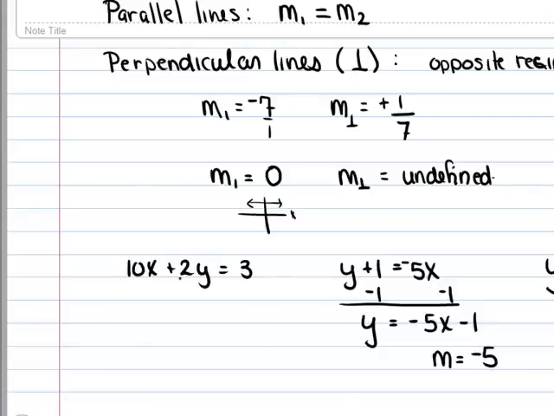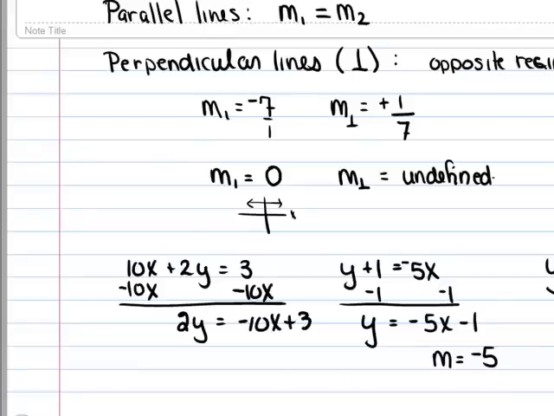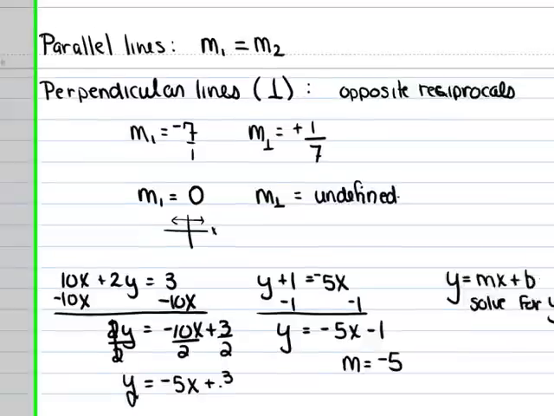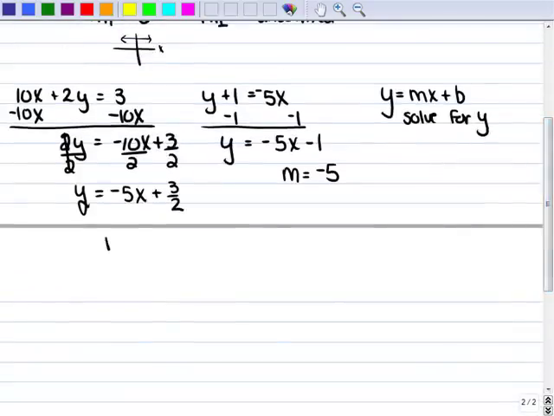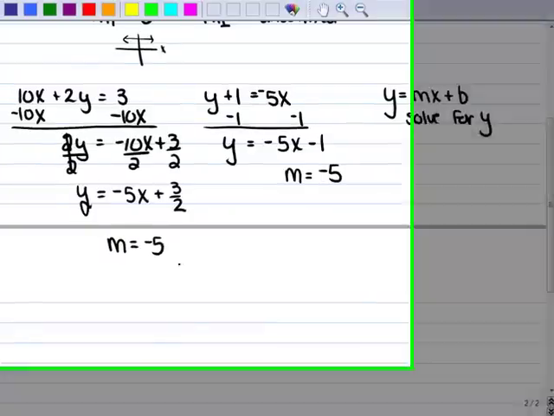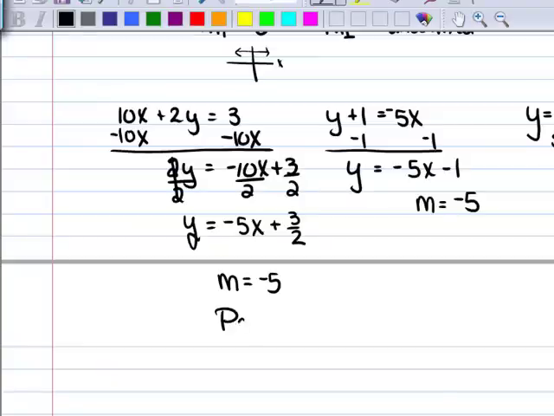Okay, so now I do the other line. Same idea, solve for y. Subtract 10x from both sides. And come up with -10x plus 3. But to get y completely by itself, divide off by 2. So I have y equals -5x plus 3/2. The slope of that line is also -5. So what you find is the two lines then are parallel. Okay, they have the same slopes.